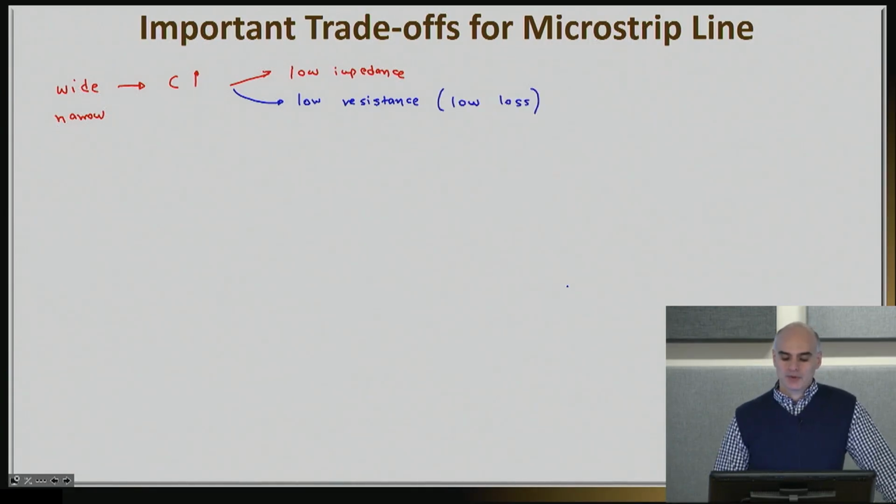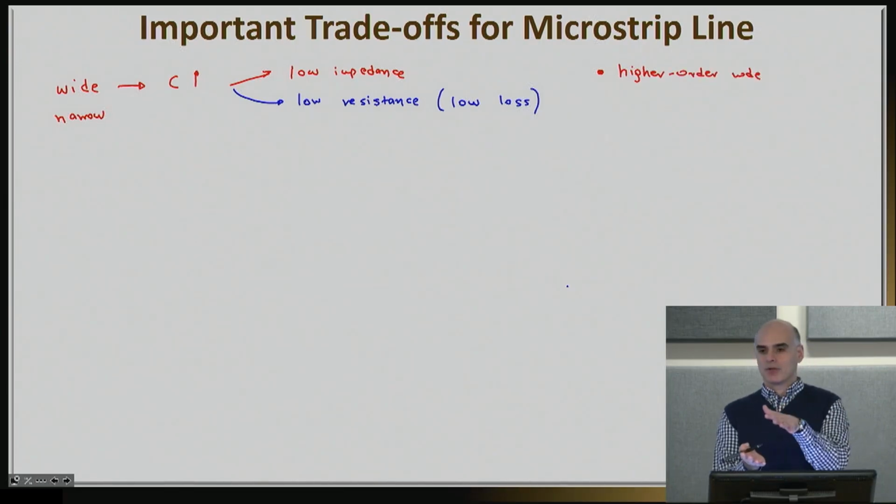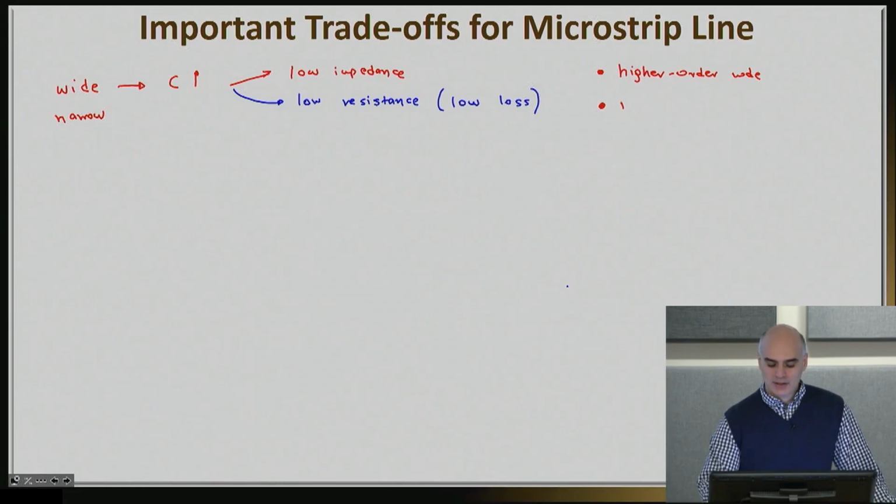But if you try to push this to the extreme, if you try to make your transmission lines too wide, you'll have a few undesired effects. Let's list a few of them here. One is you risk higher order modes. As you can imagine, at some point, this thing would just look like a parallel plate capacitor. And so you're basically risking higher order modes. The second thing you're risking is radiation.